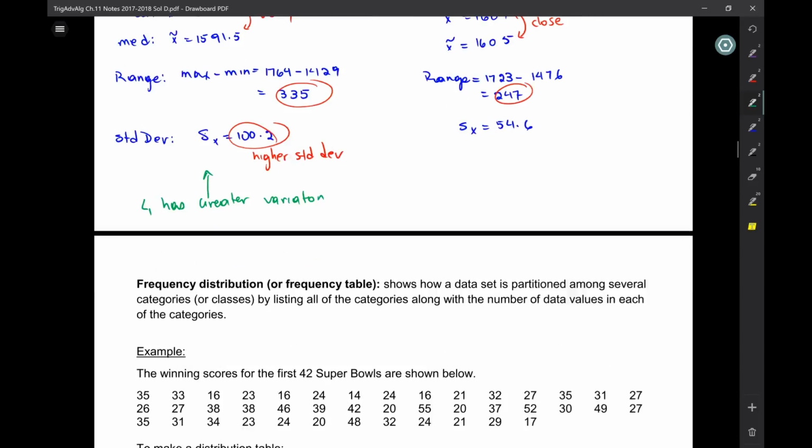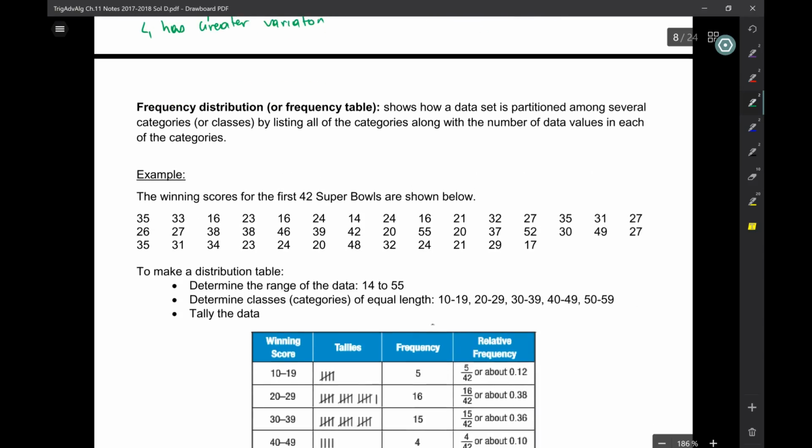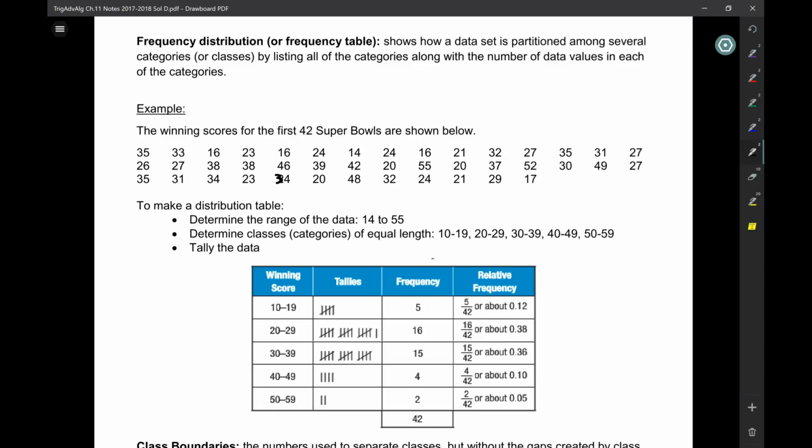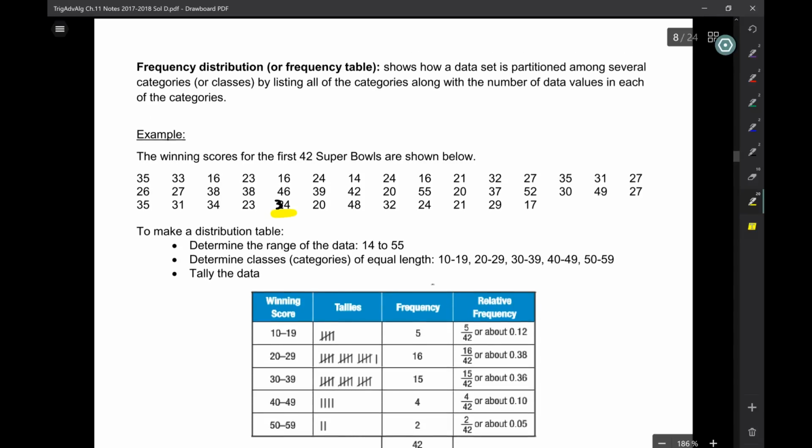Now, let's talk about a frequency distribution. This number, we're going to change to 34, typo. All right, let's move on then. Right now we're going to talk about a frequency distribution or a frequency table. Those words are interchangeable. This shows how a data set is partitioned into several categories. So it lists all of the categories and the number of data values in each.